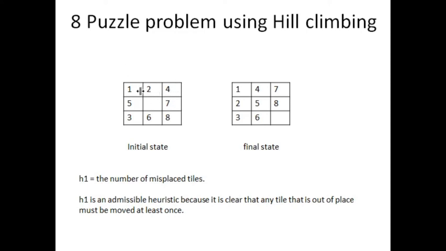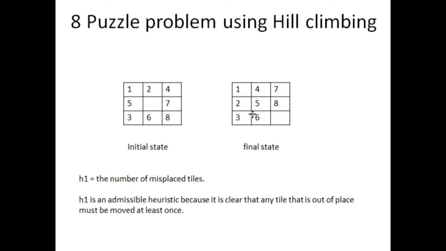There are 9 boxes, 8 of them have digits from 1 to 8. Just look at the arrangement of these digits: 1, 2, 4, 5, 7, 3, 6, 8. And in our final state, just look at the difference, the arrangement of these digits: 1, 4, 7, 2, 5, 8, 3, 6. We will use the heuristic values, as we discussed in our previous slides, that the hill climbing search technique uses to solve problems.